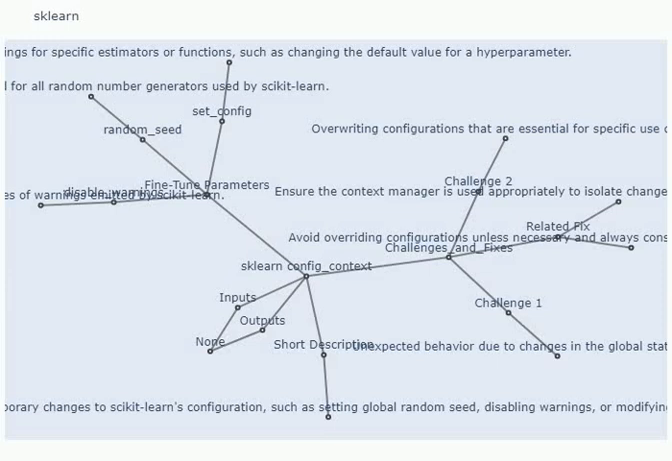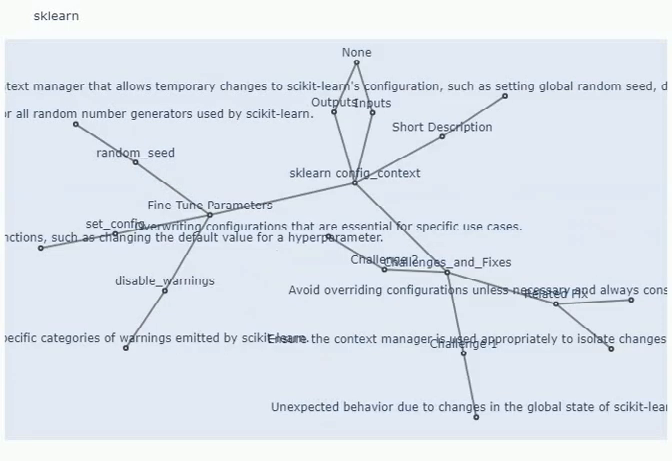This lists the specific parameters you can configure within the context manager. Random seed. This parameter would allow you to set a global random seed for all random number generators used by scikit-learn. This is useful for making your model training reproducible. Disable warnings. This lets you suppress specific categories of warnings that scikit-learn might emit. This can be helpful for cleaning up output in scripts or notebooks. But remember that warnings can often indicate potential issues.